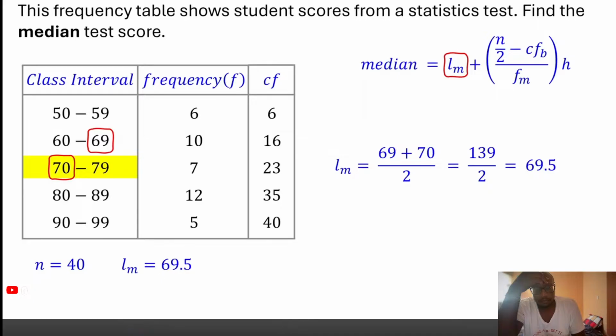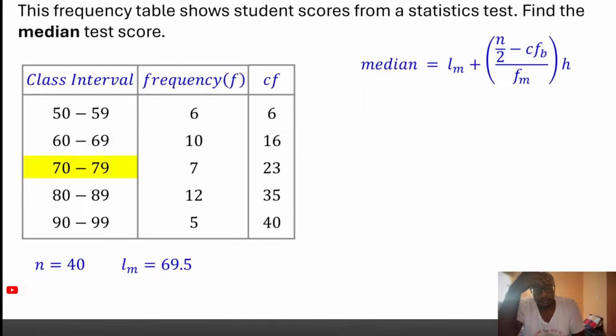By the way, if there is no gap between classes, meaning the upper limit of the previous class equals the lower limit of the median class, you can simply use the lower limit of the median class as the boundary. Next, find the cumulative frequency just before the median class. This is the class right before the median class, and its cumulative frequency is 16. Next, find the frequency of the median class. The median class has a frequency of 7, right?